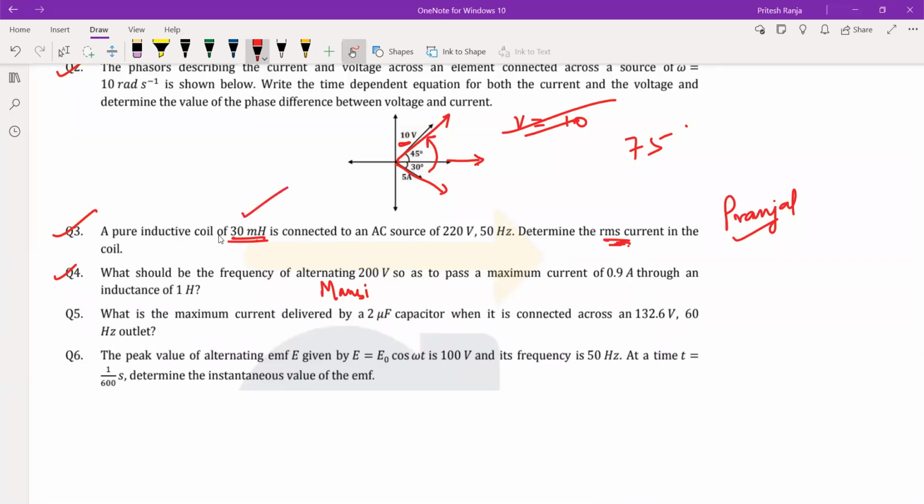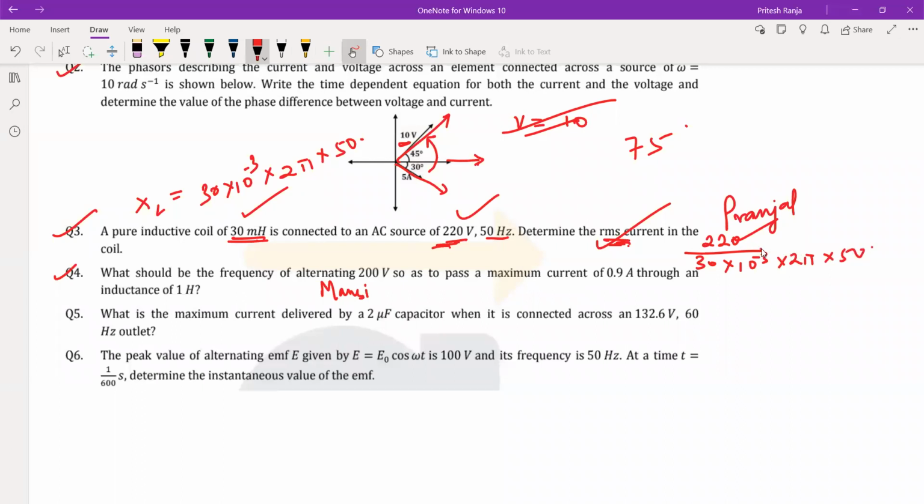You have a pure inductive coil, meaning here there is only inductance, so there will be inductive reactance. That is L omega. L is 30 into 10 to power minus 3, omega is 2 pi into f. This is XL, and voltage is 220 volt. So RMS current will be RMS voltage V by XL, that is V divided by 30 into 10 to power minus 3 into 2 pi into 50. So the answer will be whatever Pranjal has said. We will not multiply by root 2 because you have to find RMS current only and the voltage given is RMS voltage only.